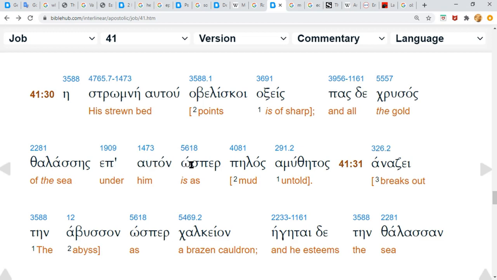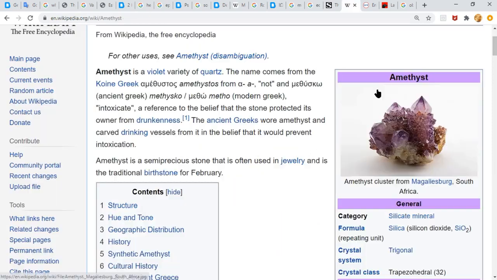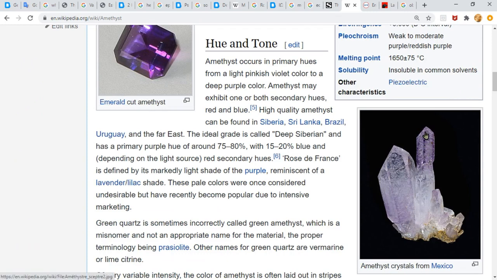EPAUTON, he put on as purple as, PEROS as, PERPEPHLOS, as purple as amethyst. This is the ancient Greek word for amethyst, as purple amethyst. And so they say it means, the A means not, and methusak, as in not drunk. Meth is an old word meaning intoxicated, drunk. And so the amethyst, it grows in the shape of a pyramid with points.